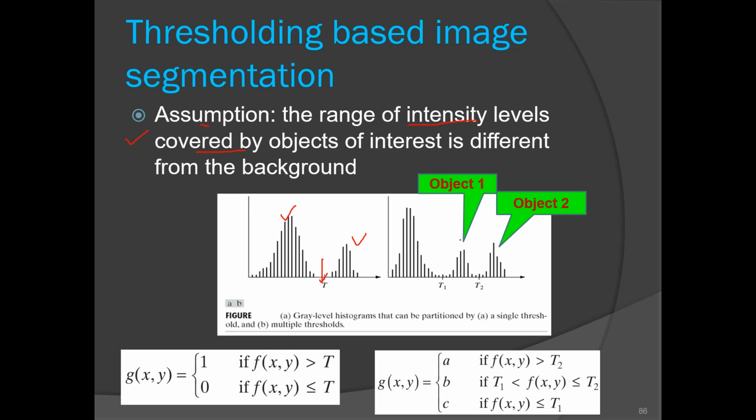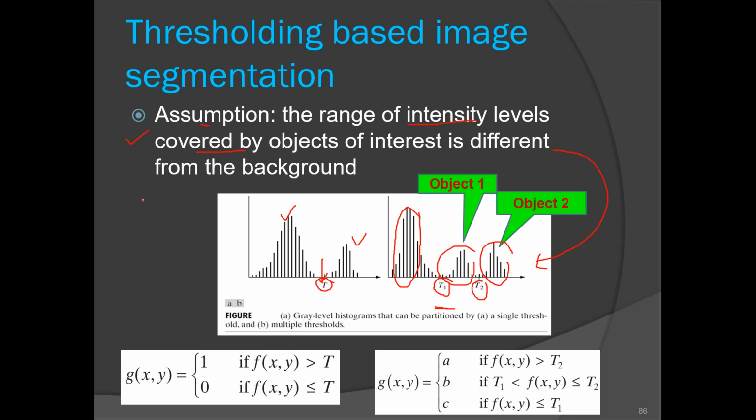Now what if we have multiple objects in our image? If that image also satisfies our assumption, then we will get different modes for different objects and a separate mode for the background, and then we will set multiple thresholds and segment the different objects from the background. This type of thresholding is known as multiple thresholding. And when we have a single threshold which is constant for the entire image, that is known as global thresholding.